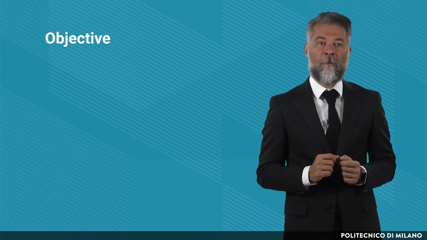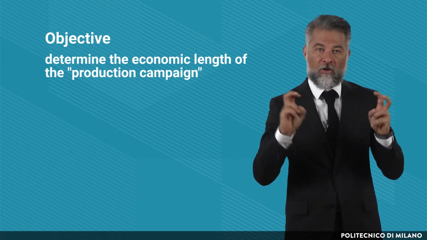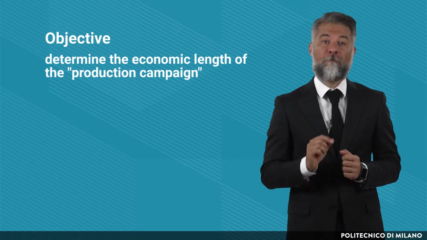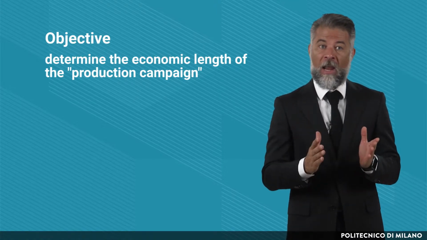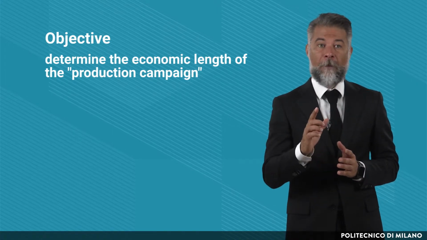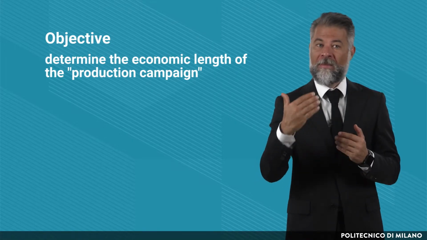The objective of the model is to determine the economic length of the production campaign by calculating the optimal number of production campaigns to be realized in the planning horizon. In every campaign, all the products are produced in the same order and in the same quantity. Let's introduce the relevant terminology.